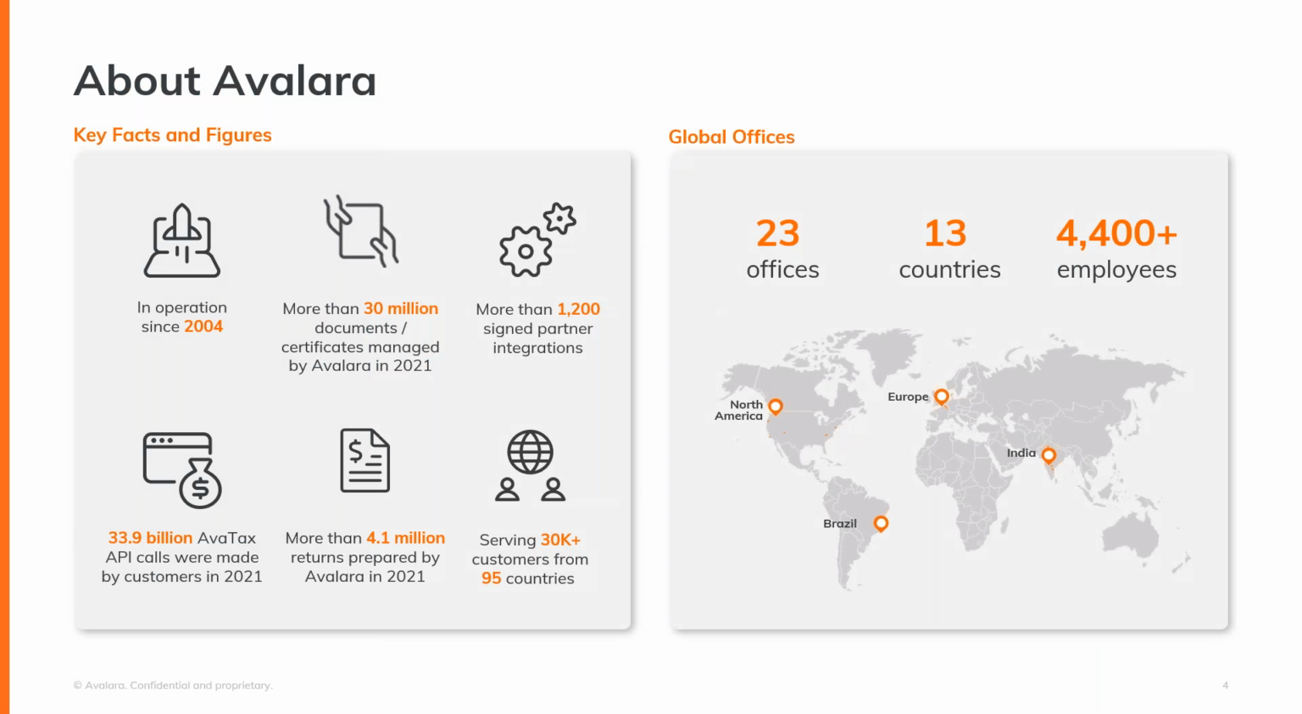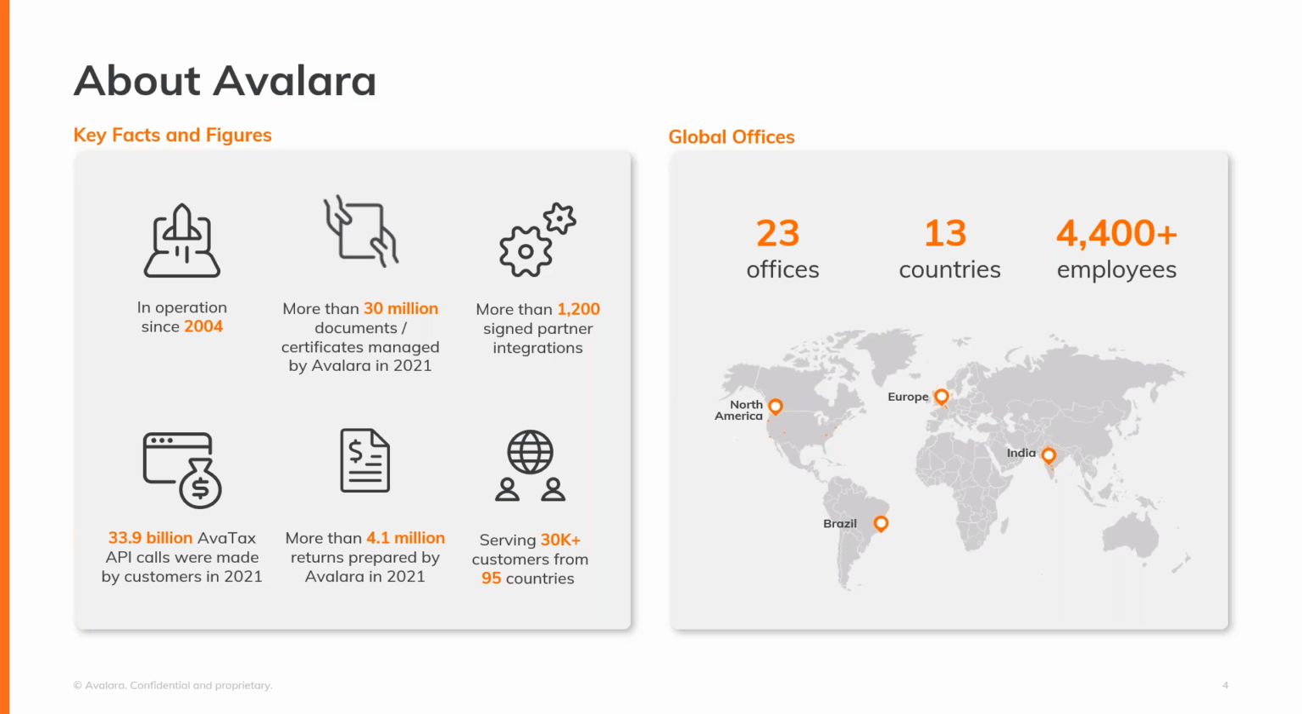So before we dive into that, just a little bit about Avalara. Been in business since 2004, have 23 offices in 13 different countries. That was a little different before COVID. We have downsized a little bit as far as our offices, but we still have over 4,400 employees. A little bit of detail from 2021: we managed more than 30 million exemption certificate documents. We have over 1,200 different signed partner integrations. So outside of just Sage, if you have a shopping cart or another platform based on having multiple businesses and things of that nature, more than likely we can certainly help you with that.